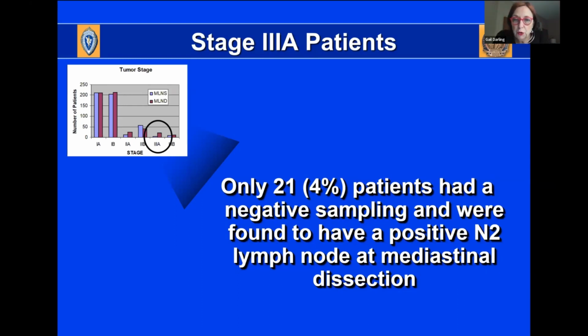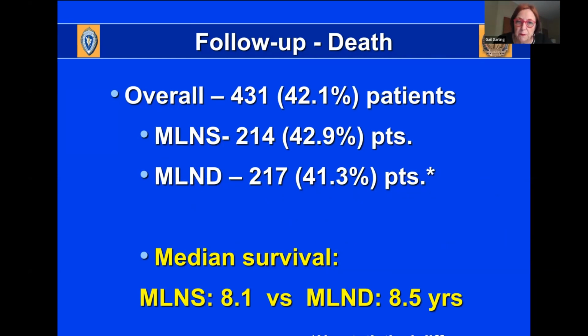So what this really showed was that if you did rigorous pre-resection systematic sampling of the mediastinal lymph nodes relevant to the side you're going to be resecting, so right versus left, and had a negative lymph node sampling of the hilar lymph node, the station 10 lymph node, only 4% of patients who had negative sampling went on to be found to have a positive lymph node at mediastinal dissection. So only 4%. And the median survival showed no statistical difference.